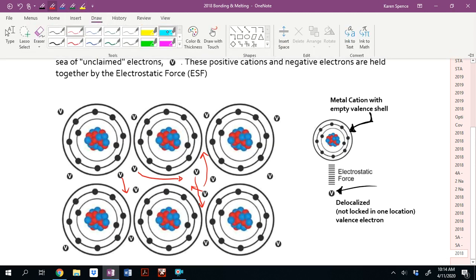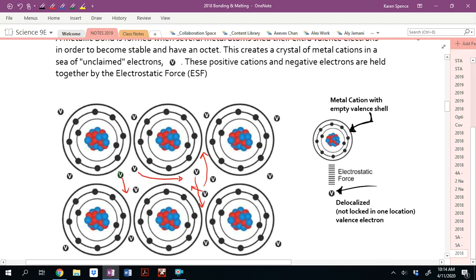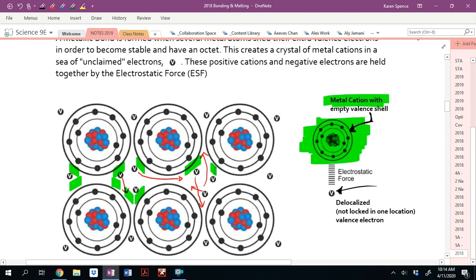Let's make that maybe a little green thing for the force. There's going to be a force between that valence electron, which is negative, and the metal cation, that's this thing here, which is positive. So we've got forces between all the valence electrons and the cations. And you can see these are acting like glue, these forces holding the entire thing together.